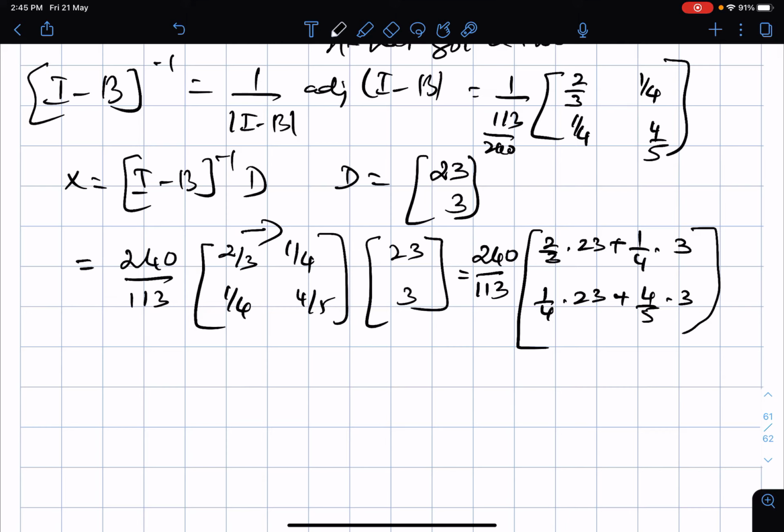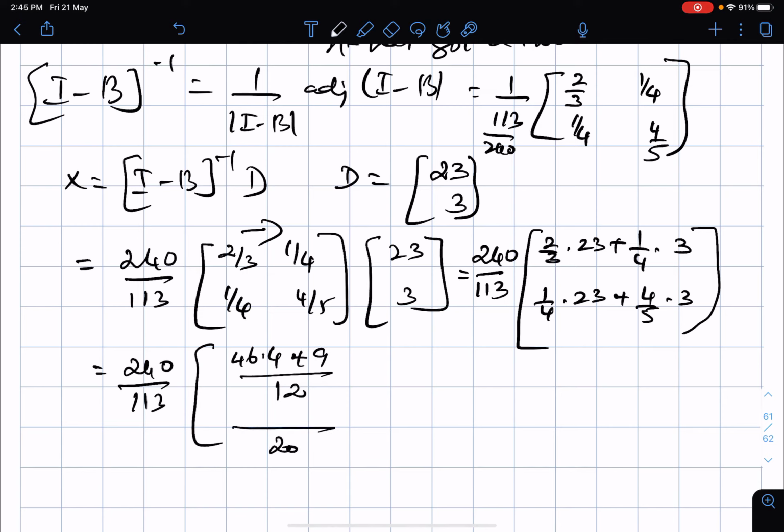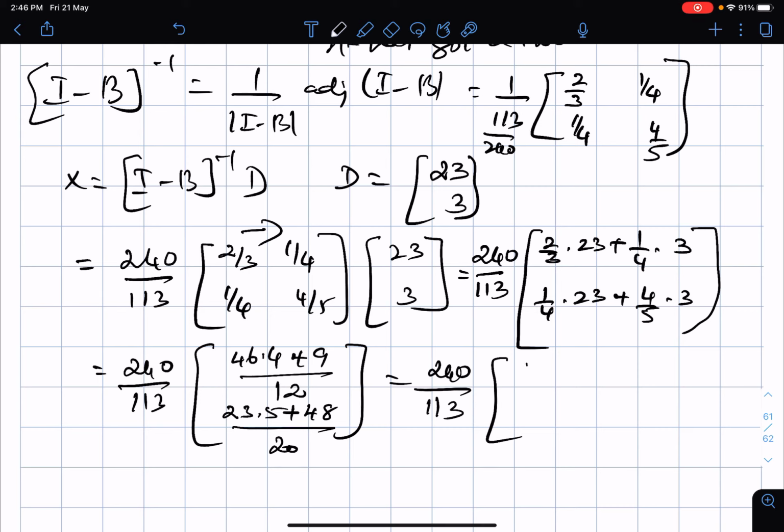You are going to take the LCM. 240 by 113 into, for the first one the LCM is 4 and 3, isn't it? So it's going to be 12, and here you will get 46 into 4 plus 9, and for the second one the LCM is 20, and here you will get 23 into 5 plus 48. Okay, so again 240 by 113 into, when you multiply and add this you get 193 by 12, and the second one is 163 by 20.